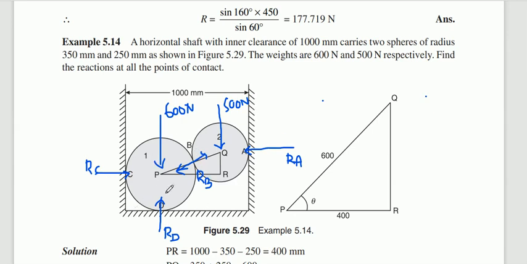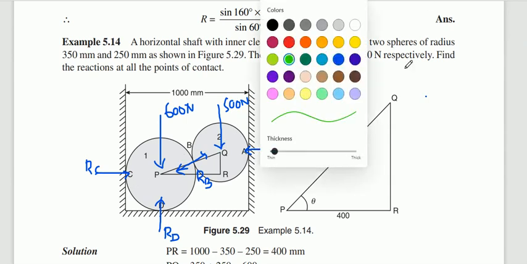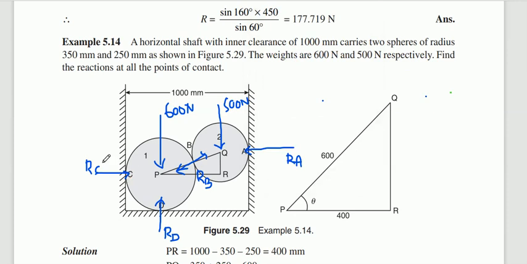Now you need to draw the free body diagram. How are you going to draw it? You can observe here. For the first sphere, we come across four reactions: RC, 600, RD and RB. For the second sphere, we have three forces: 500, RA and RB. So let us consider the free body diagram of sphere 2 first, that is this sphere.